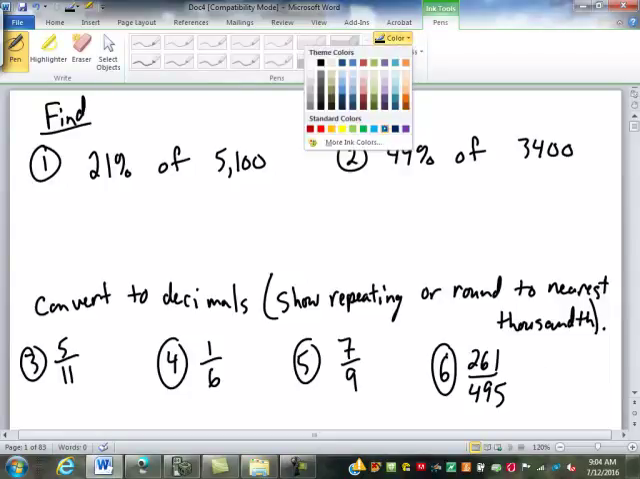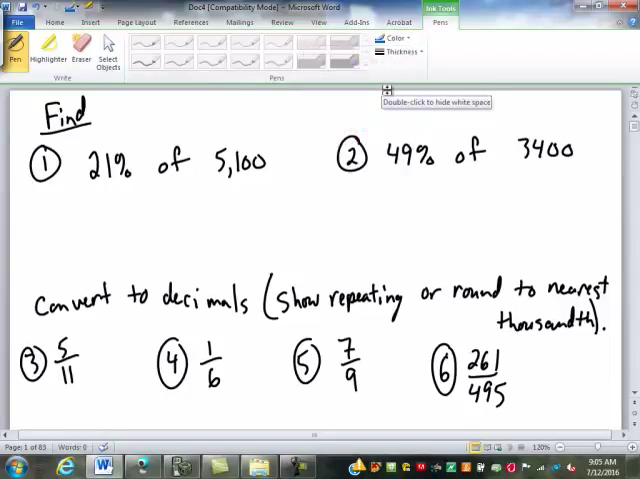So these first couple, remember we talked about benchmarks and finding percents. So we're going to start out looking at 5,100. What would 10% of 5,100 be? Remember, 510. Very good. Remember, we just moved the decimal point over one spot.